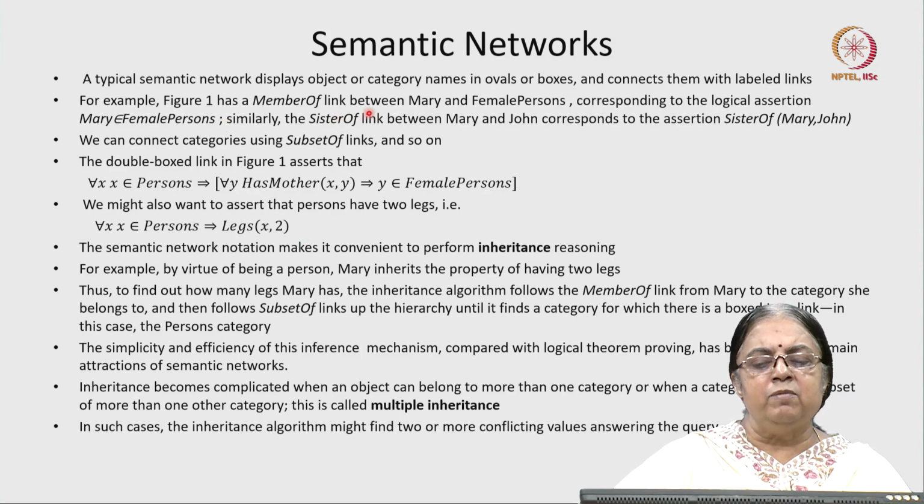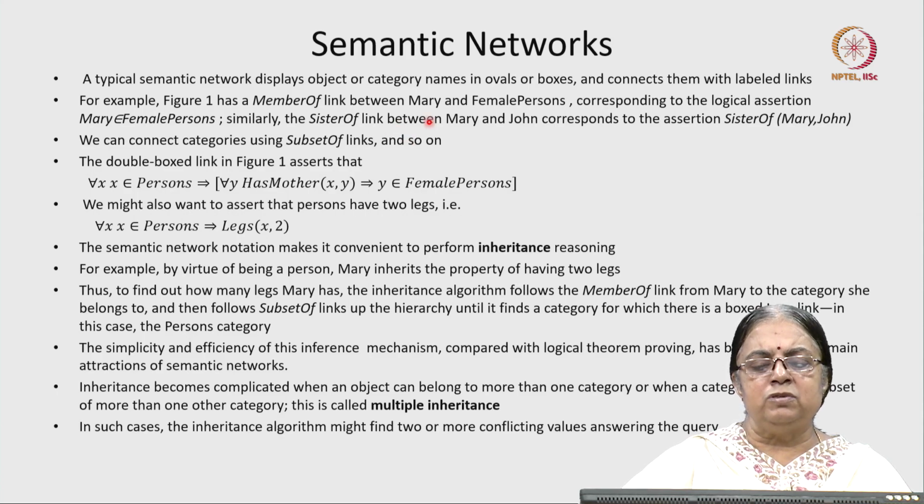So, you can have a member of link. For example, Mary is a member of female persons. So, member of the set of female persons, or in other words, Mary belongs to female persons. Then you have the sister of link between Mary and John. In predicate logic you would write it as sister of Mary, John.